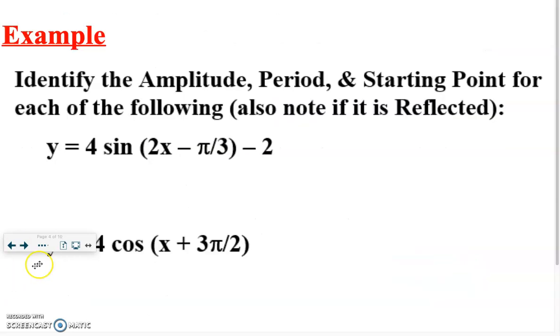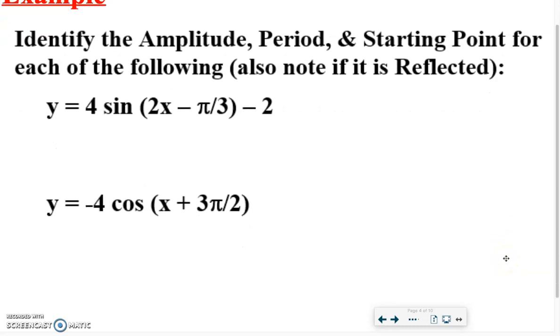Okay, first example that we have here, excuse me. We want to identify the amplitude, the period, and the starting point for each of the following. We also want to note whether or not we are reflecting. So what may be beneficial is to just go through and let's start off and identify A, B, C, and D. So with your help, please, on this first one, what is A?